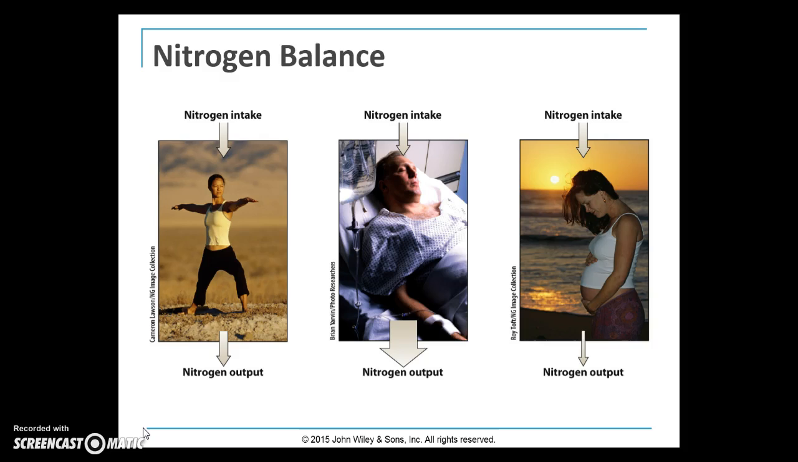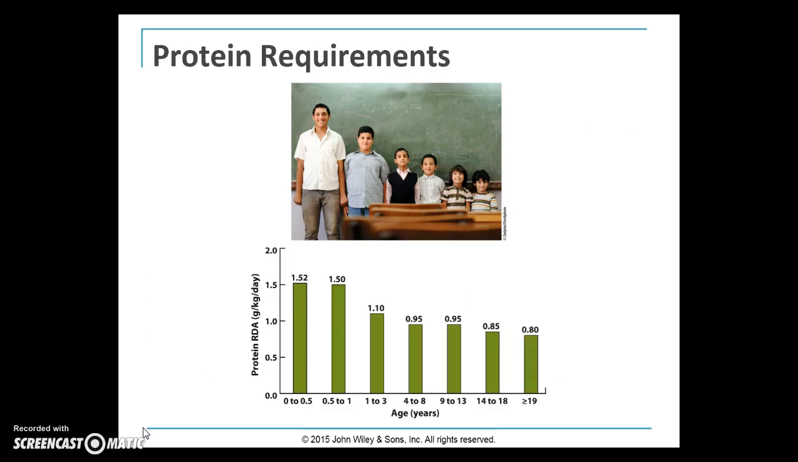So here's a diagram of nitrogen balance. It compares the first person who's in an equilibrium. Their nitrogen intake equals their output. The second person is a critically ill patient who's in a negative nitrogen balance. That means that more protein is being broken down than is being synthesized versus what's going in. And the third one is in a positive nitrogen balance. This is a pregnant person. There's growing occurring in the body, and they're using that nitrogen to develop their fetus.